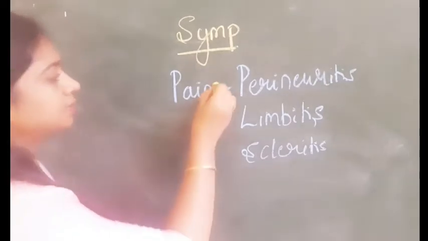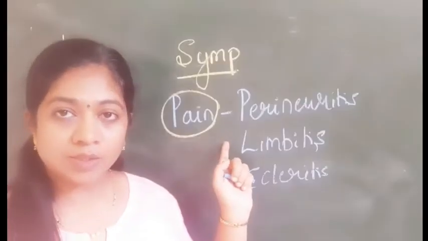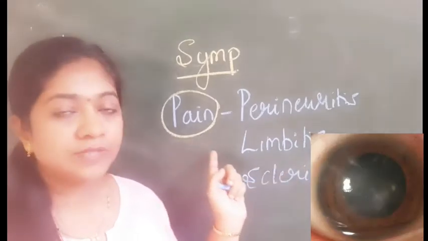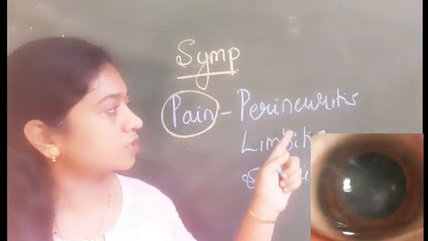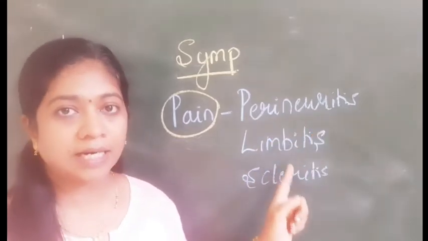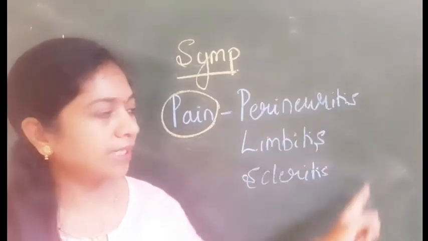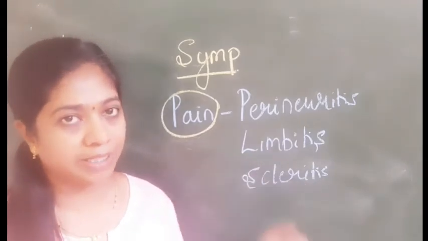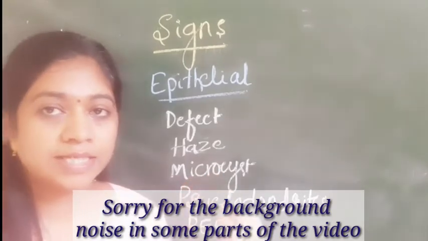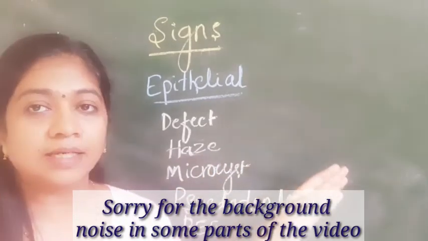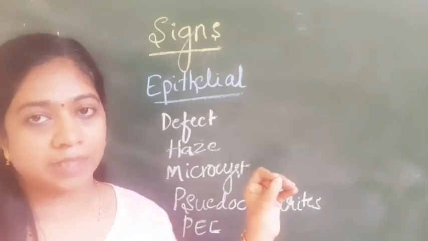So the pain is so much, the pain is not correlating with the signs of the keratitis here. So the patient will be having intense pain because of the perineuritis which develops there, as well as because of the limbitis and the scleritis. So these 3 inflammations will lead to intense pain, which is the major symptom in the acanthamoeba keratitis. So coming to the signs of this acanthamoeba keratitis, I will be explaining the corneal signs first and then the signs which are there in the other part of the eye.